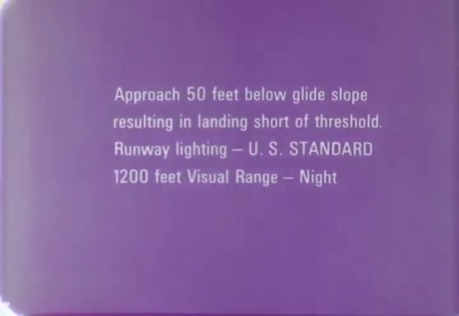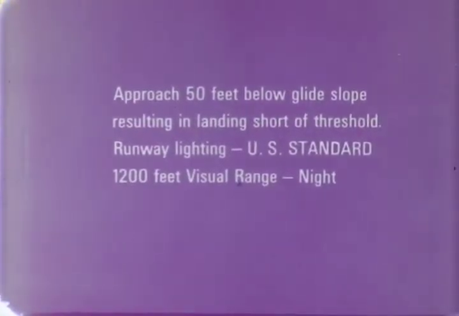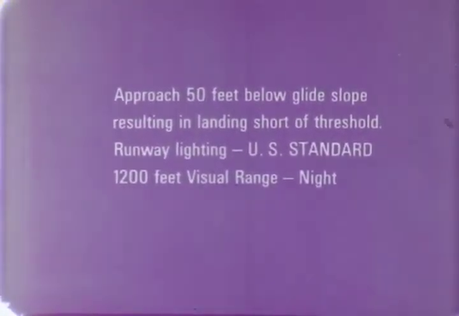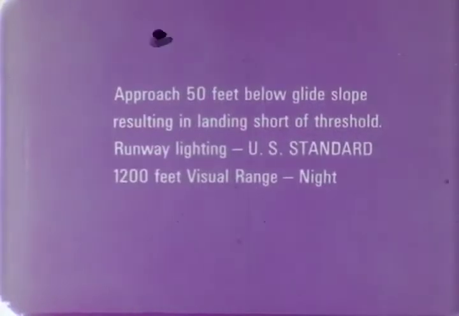Approach 50 feet below glide slope, resulting in landing short of threshold. Runway lighting, U.S. standard. 1,200 feet visual range, night. On this approach, contrast the U.S. standard with the Akato lighting you just saw. With the U.S. system, the lights are the same on either side of the 1,000-foot bar, except for reds 200 feet from the threshold, making it difficult to recognize which side of the 1,000-foot bar you're on until you see the bar or the red lights. We're paralleling glide slope but 50 feet low.